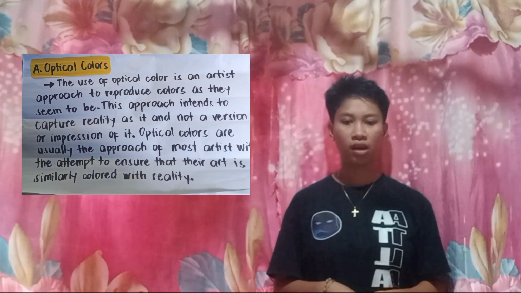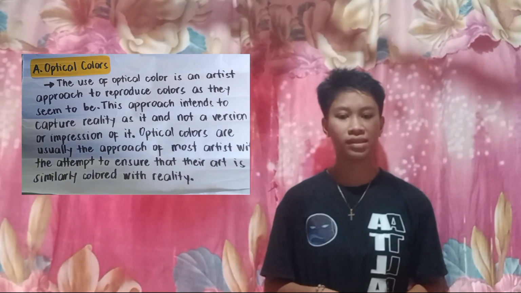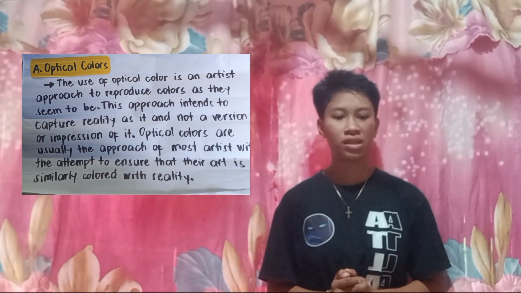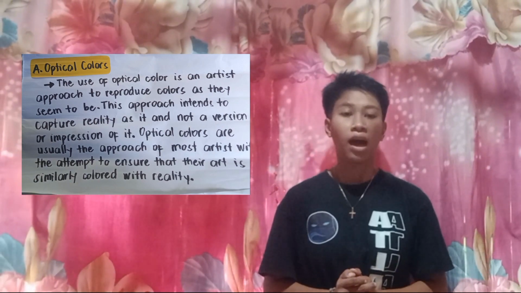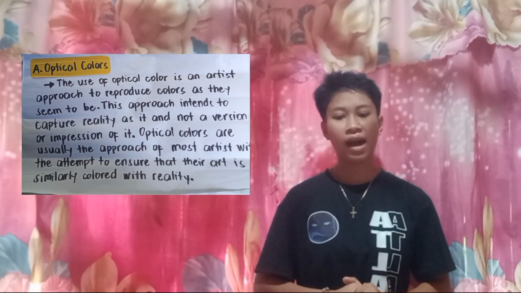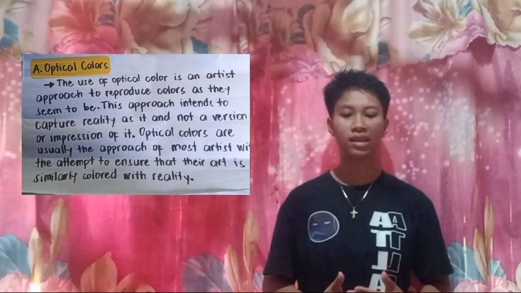A. Optical colors. The use of optical colors is an artist's approach to reproduce colors as they seem to be. This approach intends to capture reality as it is and not a version or impression of it. Optical color is usually the approach of most artists, in an attempt to ensure that their art is similarly colored with reality. So, ang optical colors, the use of it is that ang mga artist makaproduce sila o kanang mga artwork nga kung unsa na to sila makita in reality sa artwork, inato po dato ang makita.